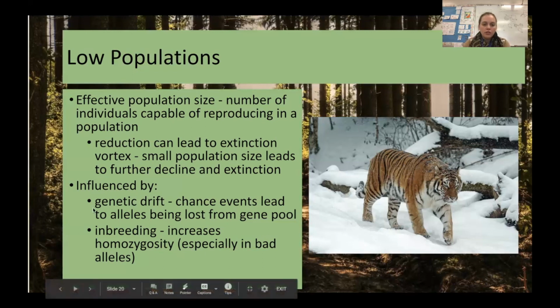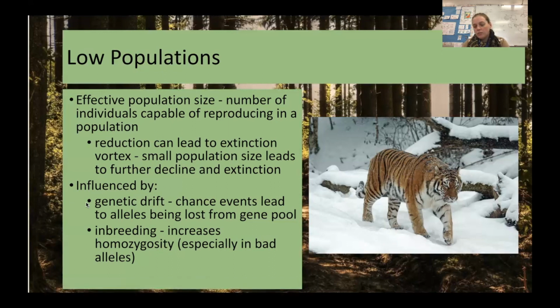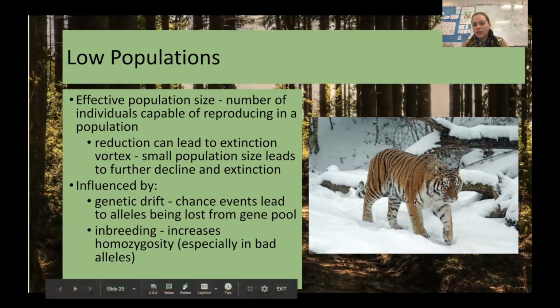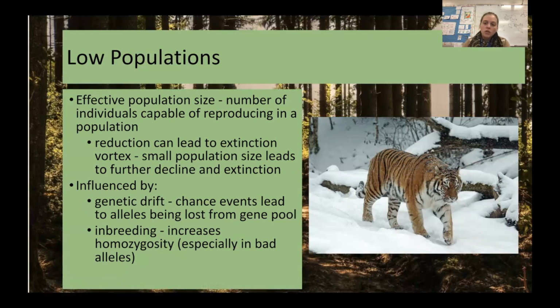Low populations are subject to genetic drift. This is when genes in populations are lost by chance. For example, this tiger here might be one of the last few tigers, and a tree could fall on it and it die and not get a chance to reproduce. So those genes were lost randomly. It wasn't because they were bad genes that didn't help it survive. It's just by chance, a freak occurrence, that's what happened. The lower the population, the more chance plays a role in how those genes are passed on.